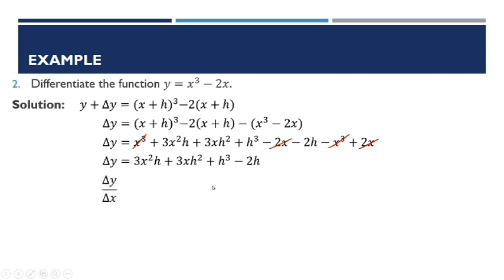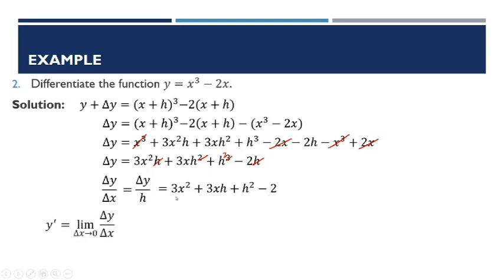And kapag dinivide natin ng delta x or h, magiging x cubed na lang. So matatanggal na natin yung h, matatanggal na ng isa, tanggal ng isa, so squared na lang. And ito. So we have 3x squared plus 3xh plus h squared minus 2.